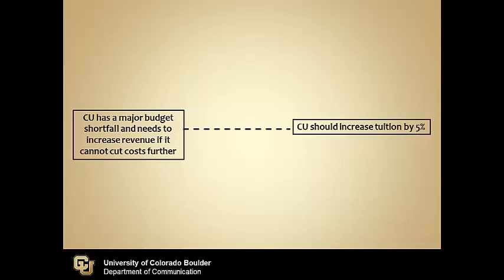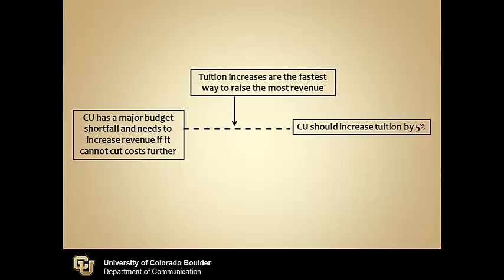So, how do we get from these grounds to our specific claim about raising tuition 5%? That's where the warrant comes in. We need to justify the connection between the grounds and the claim. We need to provide a good reason why our specific claim is the best option in light of this evidence. One reason might be that tuition increases are the fastest way to raise the most money.